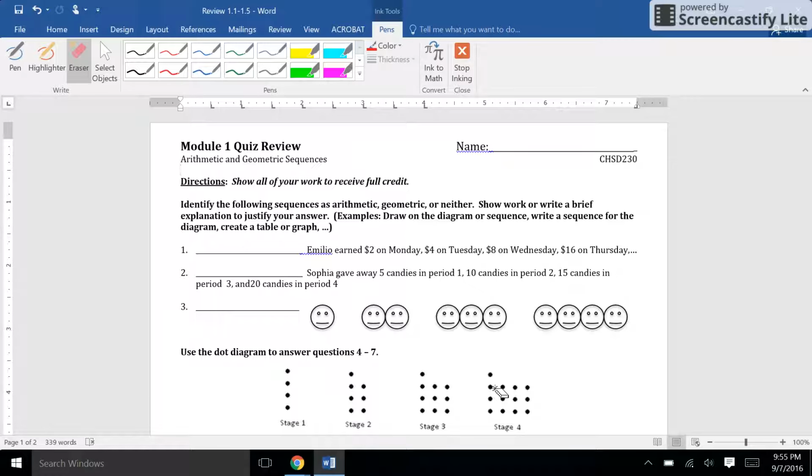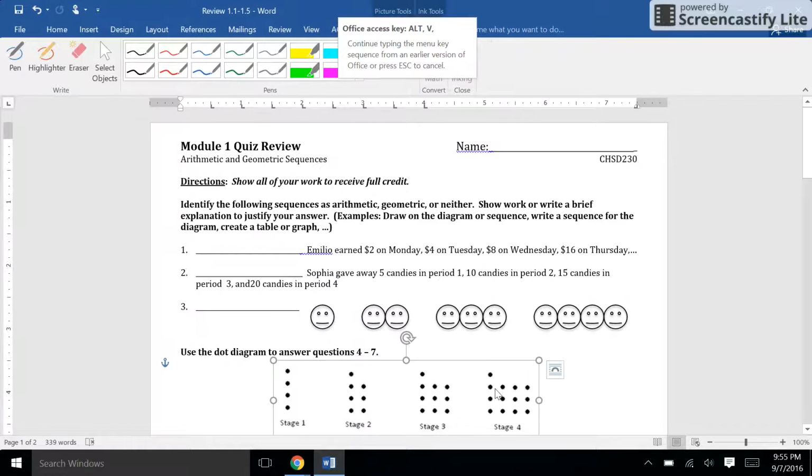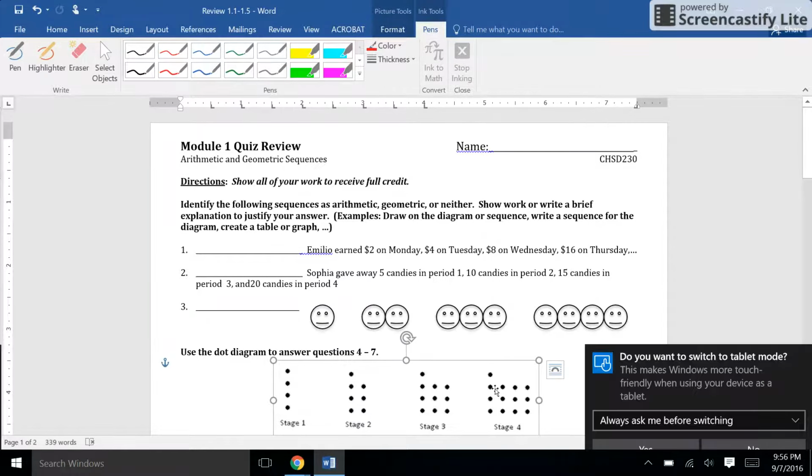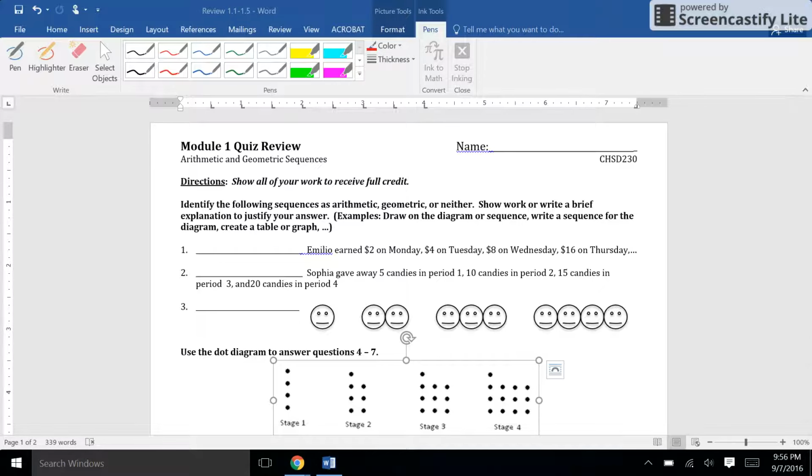So we can draw a diagram or sequence. Emilio earned $2 on Monday, $4 on Tuesday, $8 on Wednesday, $16 on Thursday. Not a lot of room here, so I'm going to draw a little chart.